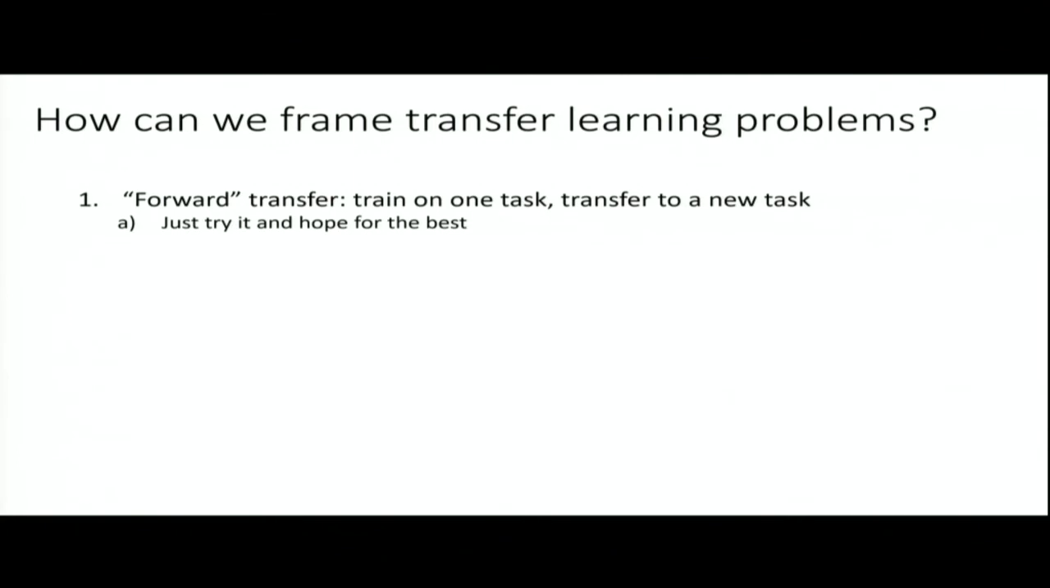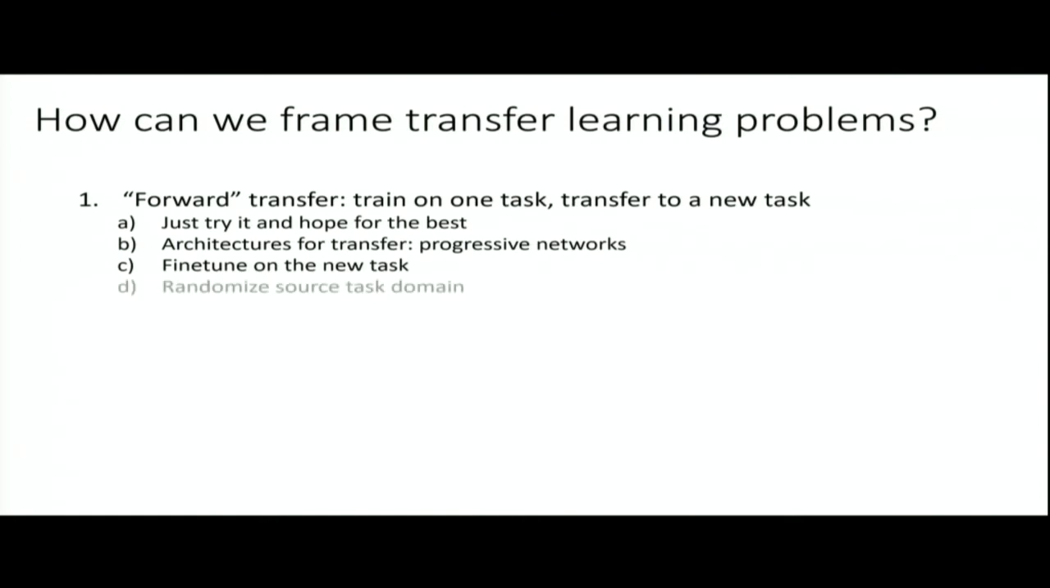So train on some source task, hope that it's a good source task, and just run in the target domain and hope for the best. So there's no technique there, but you can try it and see what happens. You can try to think of more clever architectures. So there are some architectures that might actually facilitate transfer, and we'll talk about one example of these, which are called progressive networks. And that's often done in combination with fine-tuning, where you train on a source task and then you train some more on the target task in this kind of stage-wise manner.